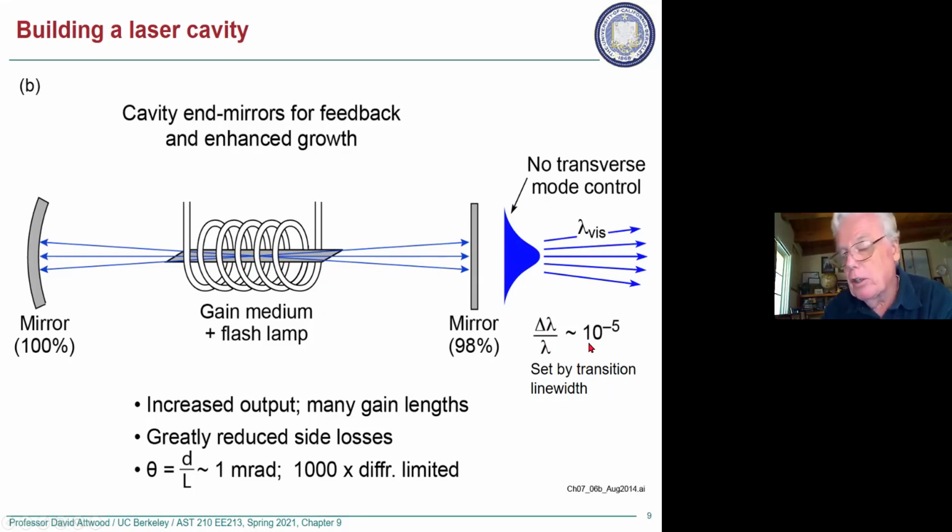Okay, it turns out that with the lasing process, we may narrow this, but it typically starts and may stay that way, set by the transition line width between the upper and lower state.